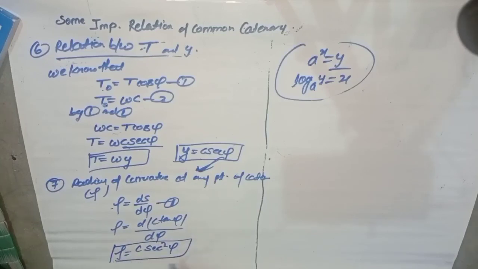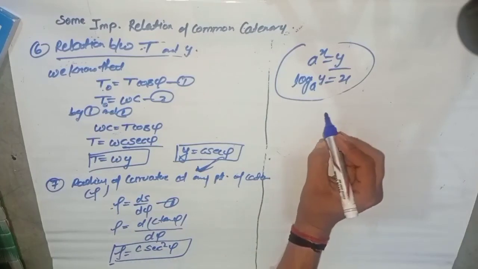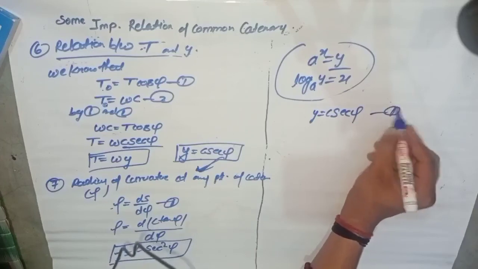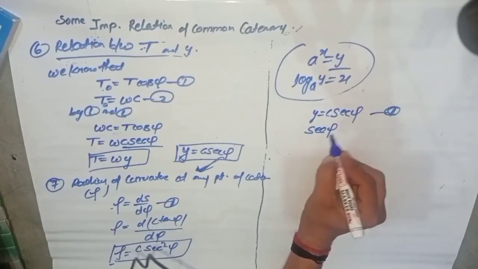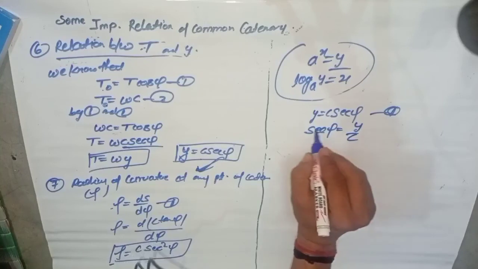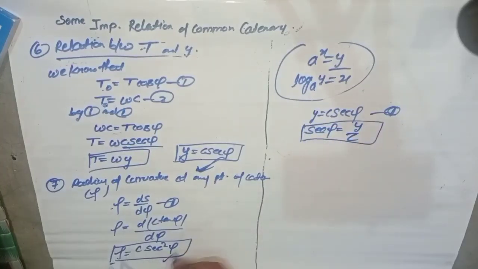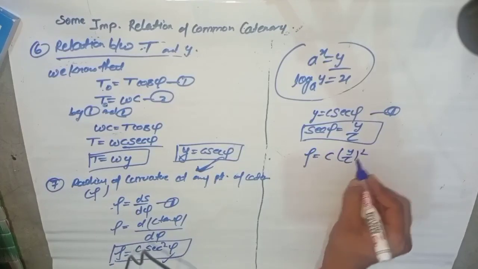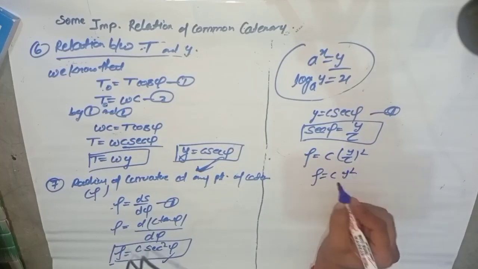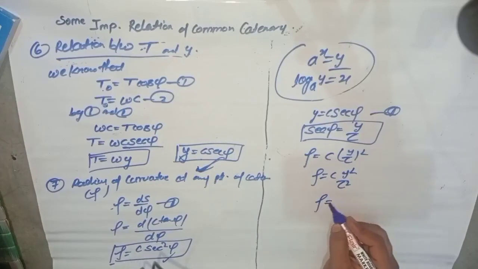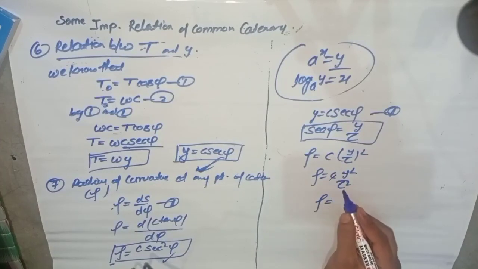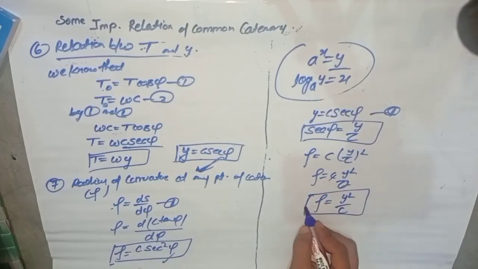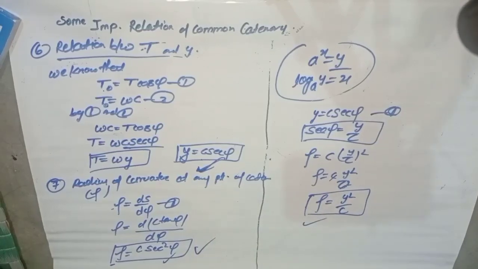This is also a relation. Now we have a relation y equal to c sec psi. This is the fourth relation, so we get sec psi equal to y by c. Put the value of sec psi in this relation, we get rho equal to c into (y by c) square. We get rho equal to c y square by c square, then one c cancels from the denominator, so we get rho equal to y square upon c. This is also a relation.